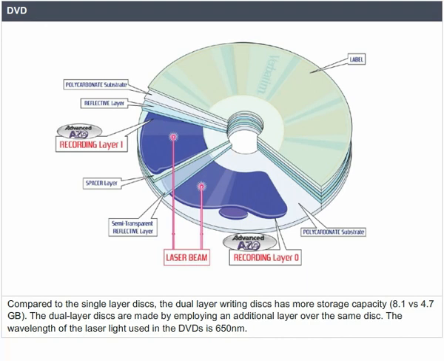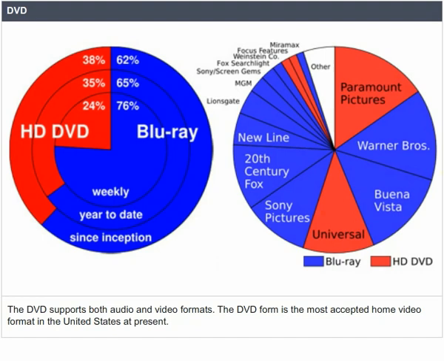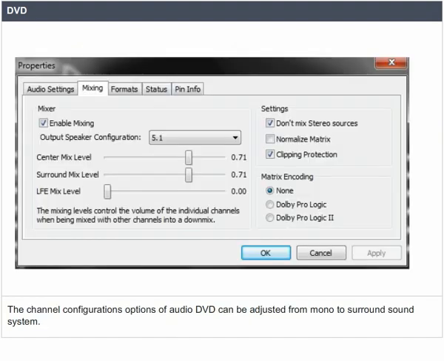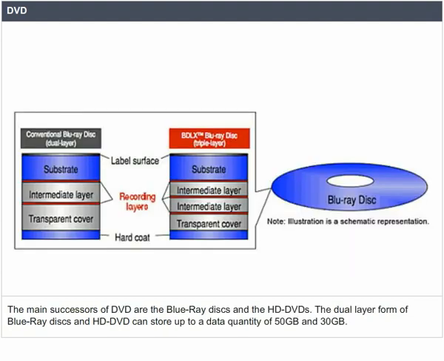The wavelength of the laser light used in the DVDs is 650 nm. The DVD supports both audio and video formats. The DVD form is the most accepted home video format in the United States at present. The channel configurations options of audio DVD can be adjusted from mono to surround sound system. The main successors of DVD are the Blu-ray discs and the HD DVDs. The dual-layer form of Blu-ray discs and HD DVD can store up to a data quantity of 50 GB and 30 GB, respectively.